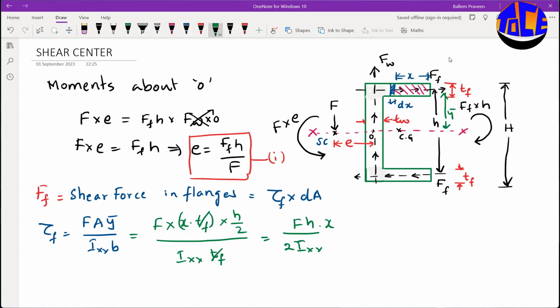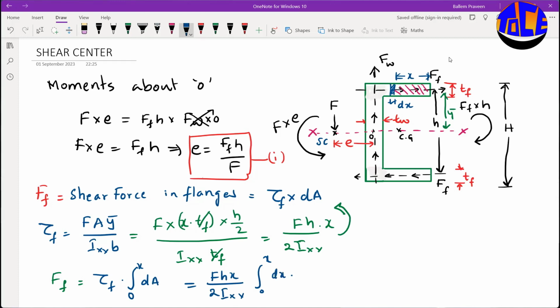Okay, now we got the shear stress value. Now we can simply distribute this in the shear force formula, that is FF is equal to tau F into integration 0 to x of dA. So if you substitute this tau F value, that is FHX divided by 2 times Ixx, and integration 0 to x, and this dA can be written as the width dx, the small elementary area. I'm writing about the small elementary area. So dx is the width and thickness is TF.